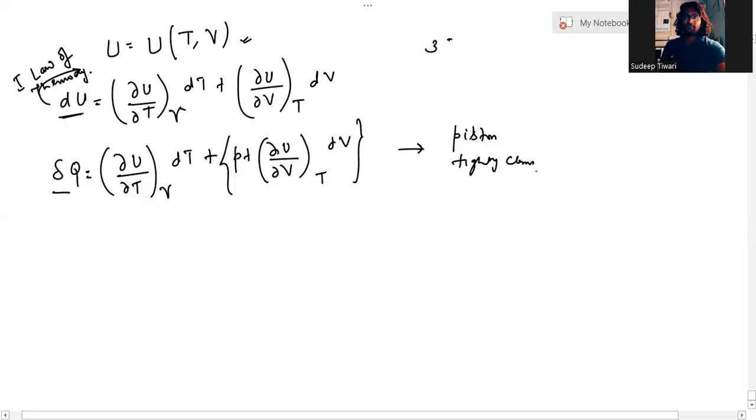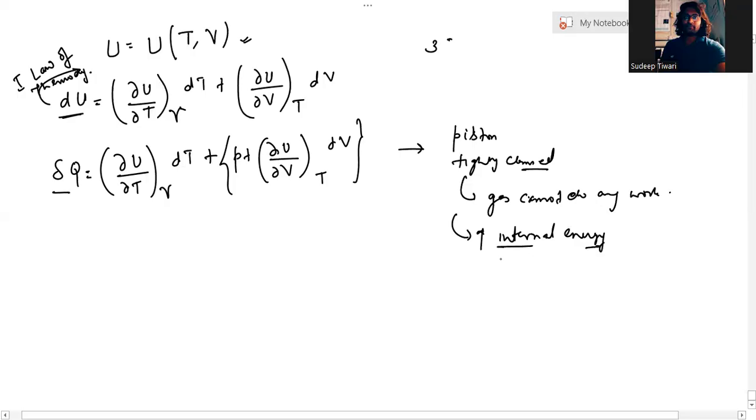And when it is tightly clamped, so gas cannot do any work. And since gas cannot do any work, all the heat that goes is going to increase the internal energy of the system. So all the heat is going to affect the internal energy and is only going to increase the internal energy of the system, and therefore the temperature.